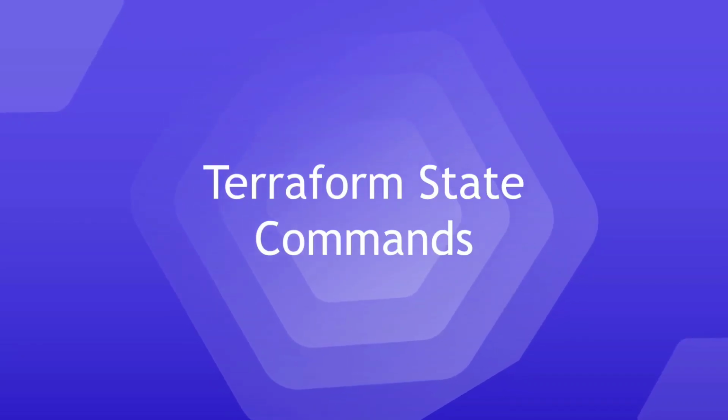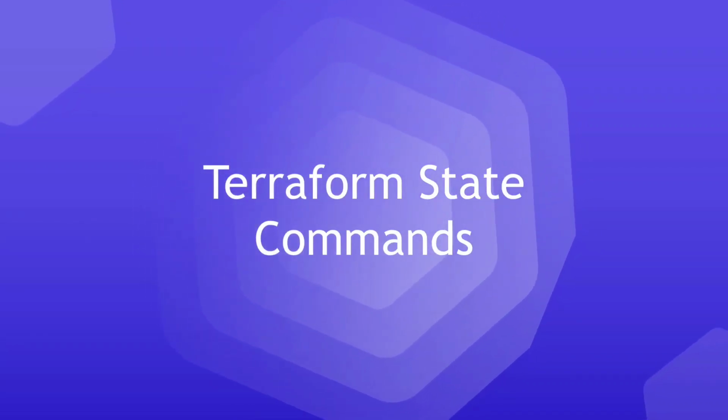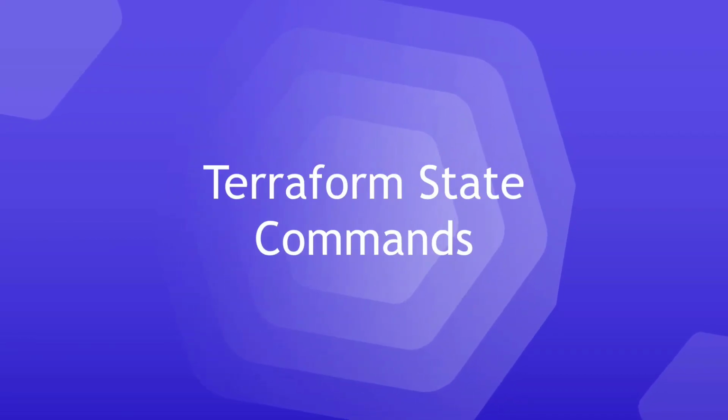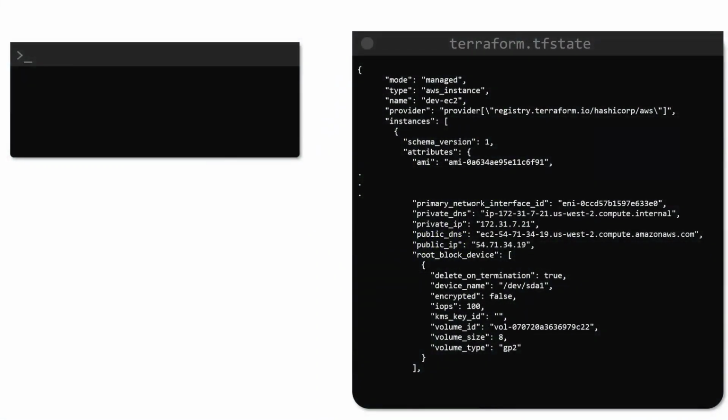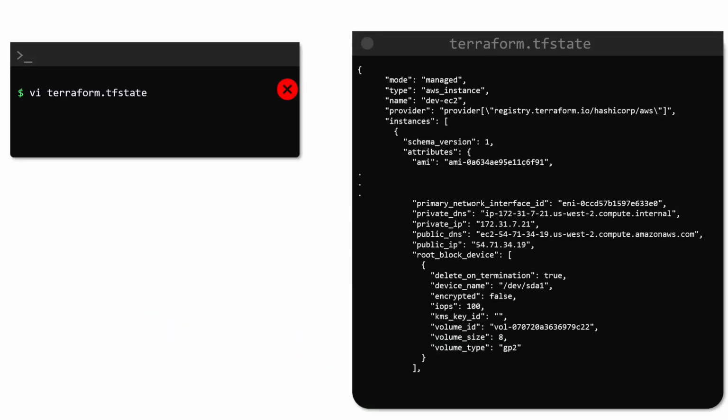In this lecture, we will learn how to list and manipulate the Terraform state using the Terraform state command. In one of the previous lectures, we saw that the Terraform state file is stored in a JSON format. It should not be edited manually by opening it within a text editor. Terraform provides a set of commands that allows us to list, pull, and manipulate state, and these should be used instead of manually editing these files.